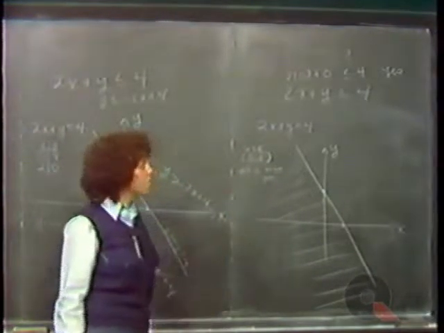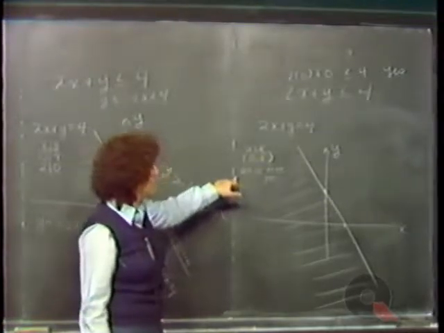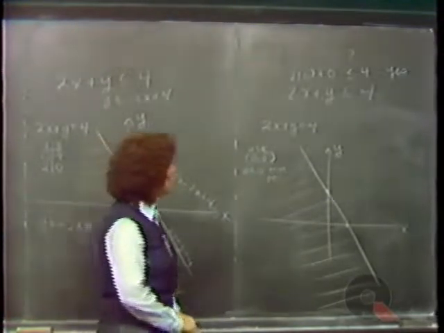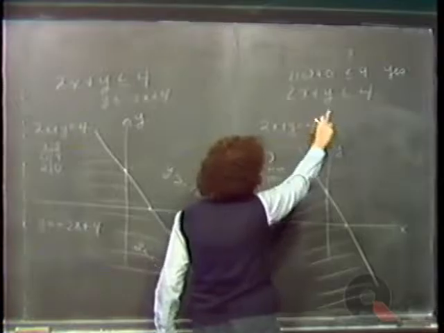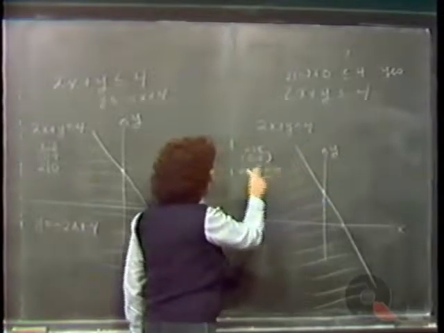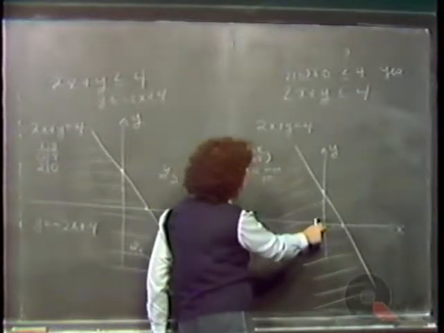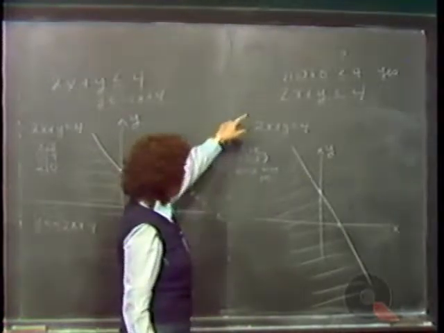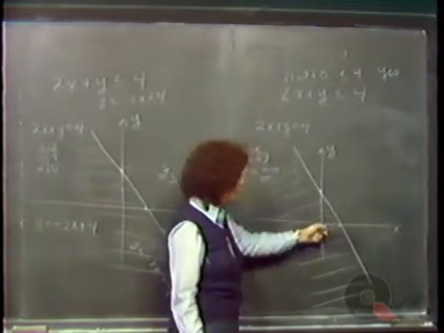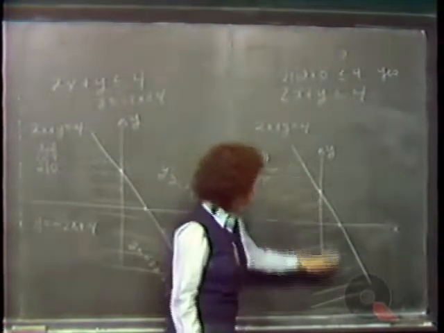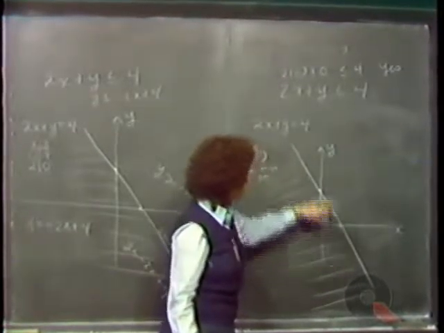Whenever (0, 0) does not fall on the line, I usually use that as a testing point, substituting it into the original inequality. If you get a true statement, then the testing point is on the correct side. If it had come out that it was not a true statement, then (0, 0) would not be part of the solution set. I would know that this portion of the plane is not the solution set, then this portion must be.